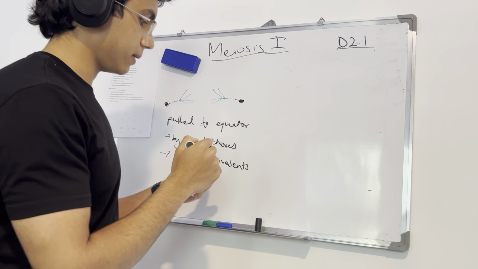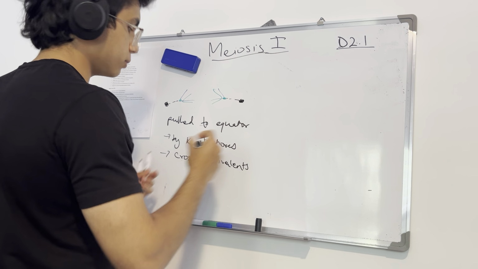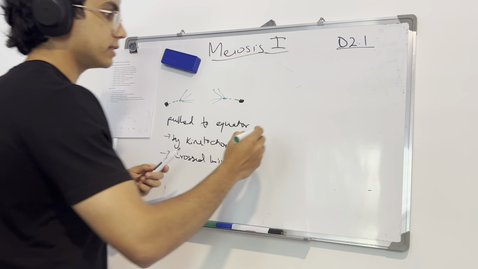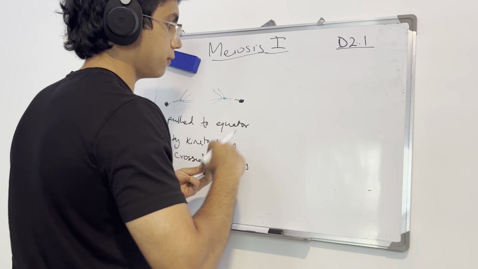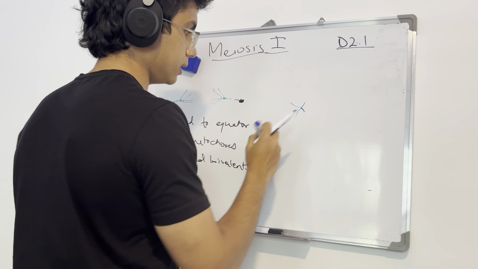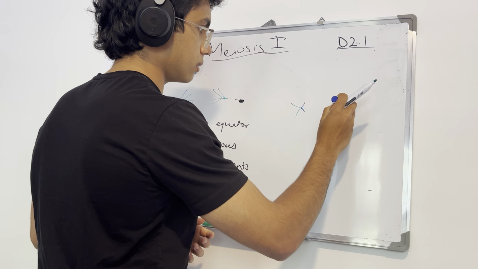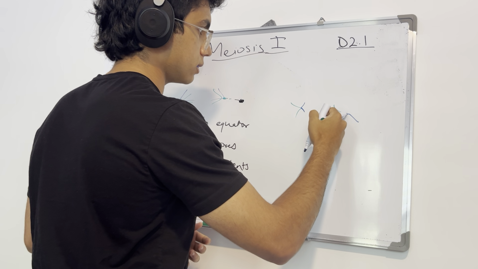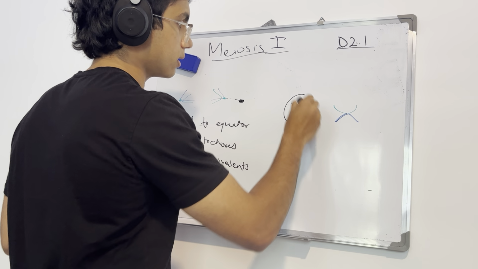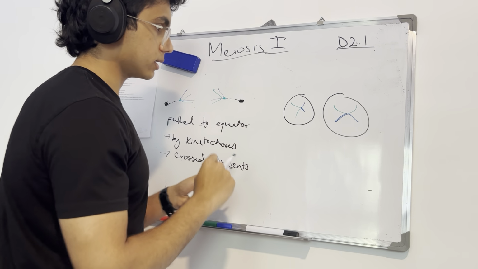So, all right. Now what happens? Well, you're going to go into your next step, which is telophase, where you're going to have cells with these different crossed over chromosomes. So we're going to have this and this, and this. So now you're going to have your two cells that have that, and cytokinesis occurs.